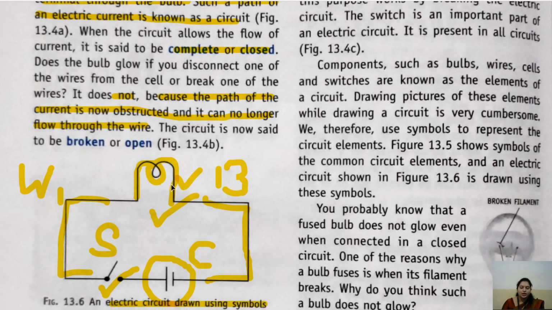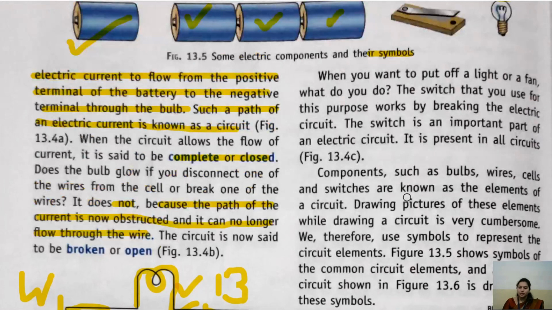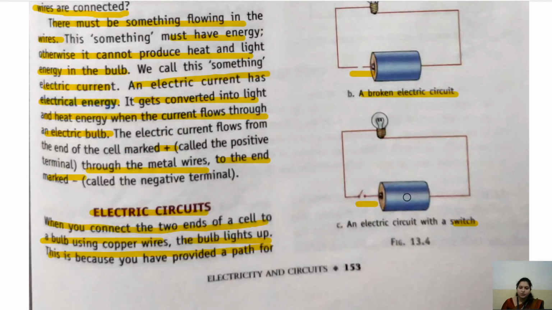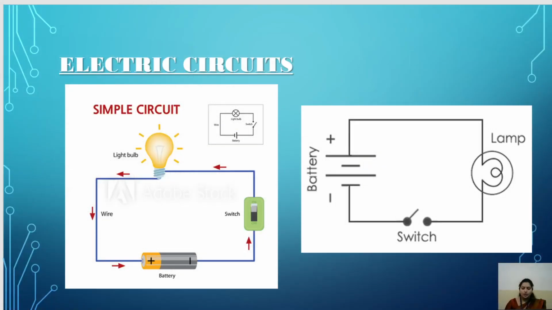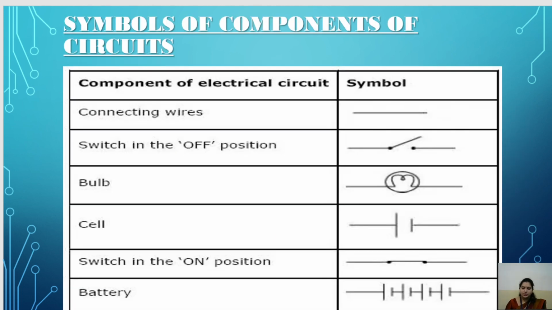Getting my point? Now we will draw this as an electric circuit, because all the time we cannot draw a bulb or a dry cell. This is the symbolic representation of an electric circuit. Here are a few symbols of the components of a circuit.